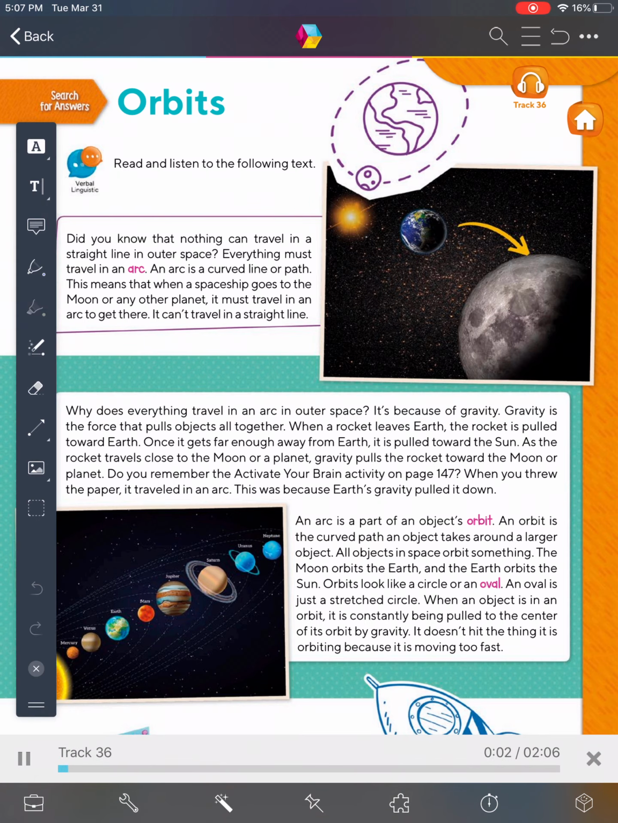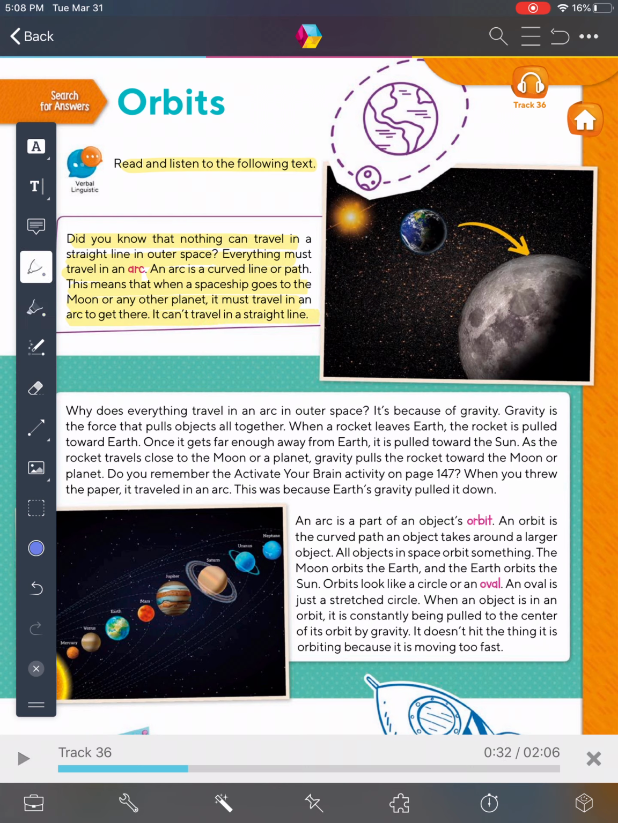Orbits. Read and listen to the following text. Did you know that nothing can travel in a straight line in outer space? Everything must travel in an arc. An arc is a curved line or path. This means that when a spaceship goes to the moon or any other planet, it must travel in an arc to get there. It can't travel in a straight line.